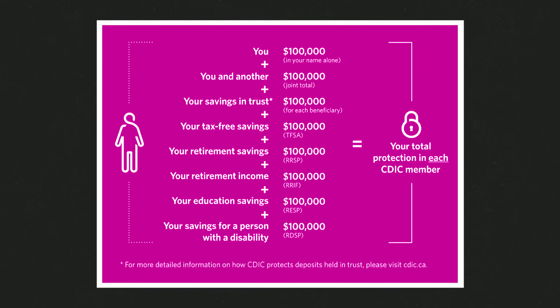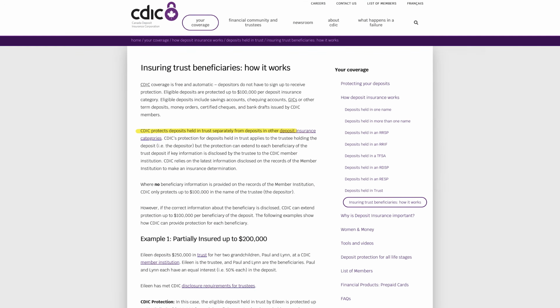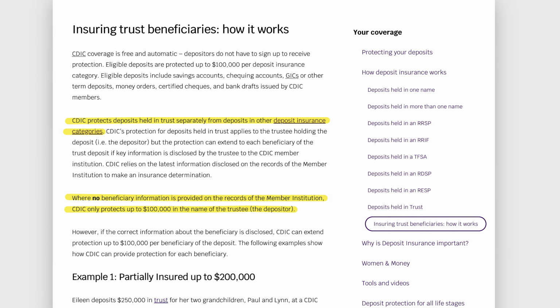Trust accounts, or deposits held in trusts, are one of the 8 categories that they insure, and they also specifically protect eligible deposits held in trust separately from the other deposits held by a trustee or a beneficiary in their own name. So basically, your trust has separate protection from your other money and other bank accounts.